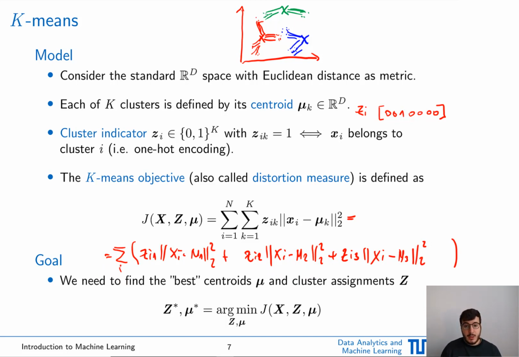So basically what we're doing in k-means is we're looking for the best possible centroids and the best possible cluster indicators, such that the distance from each of the data points to the centroid of the cluster they are assigned to is as small as possible. And yeah, we can write down this objective function in this form.